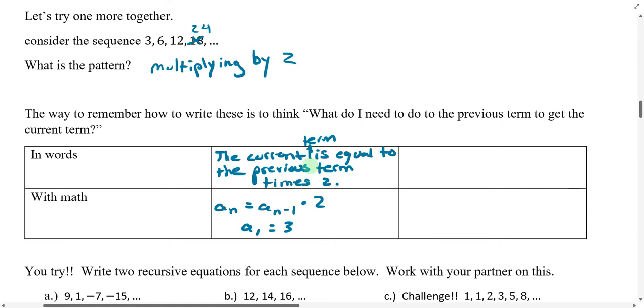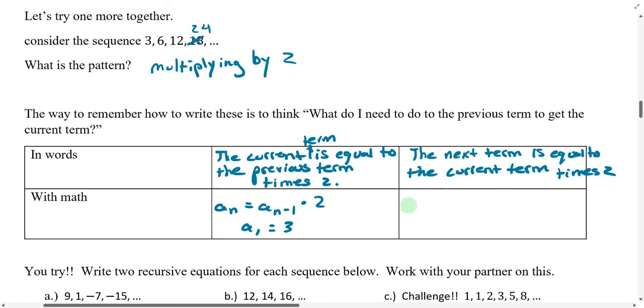So let's do it one more time. This time we're going to do it with an a sub n plus 1. So we're going to say the next term, right? Rather than the current term, we're going to start off with the next term is equal to the current term times 2. There we go. So that's what it would say in English. So we're going to say the next term, which we know is a sub n plus 1, is equal to the current term, which is a sub n, times 2, where the sequence starts at 3. Okay, so there we go.